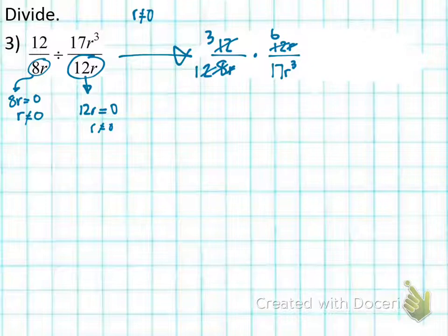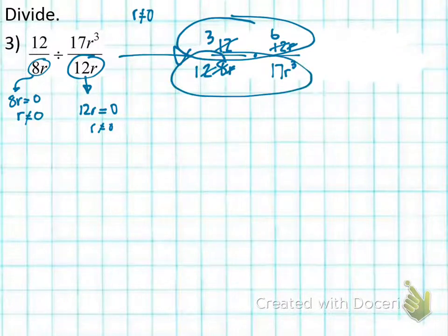Anything else? Okay, now we're going to solve our answer. You have to do 3 times 6 and then 1 times 17r cubed. Finish up your answers. I'm going to give you 30 seconds. And then don't forget, 3 times 6 is 18 over 1 times 17r cubed, which is 17r cubed. Semicolon, we got r cannot equal 0. This is how you should write your answer, okay?